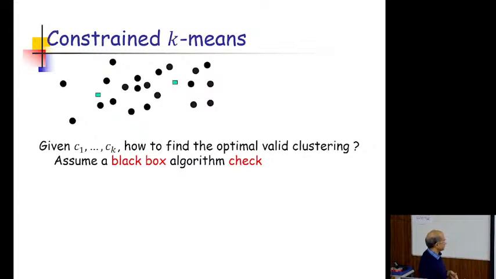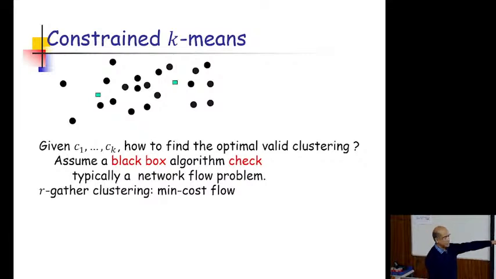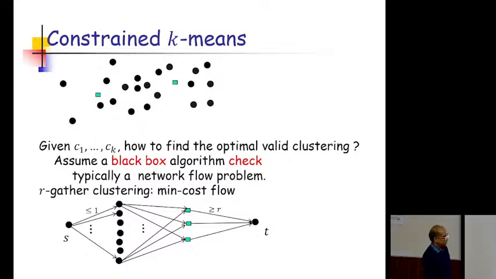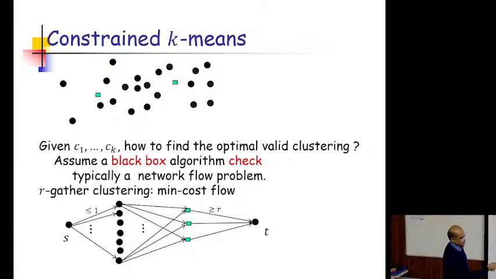Most of the time this will be some sort of flow problem. For example, suppose you are solving r-gathering clustering, where you require that every cluster must have at least r points. You can set this up as a max flow problem: these are the set of points, these are the set of centers, and you want to assign every point to a center, but there are capacities on the edges. Essentially you are trying to partition the points into clusters where you are minimizing the cost. Cost could be on these edges, and every cluster must have size at least r.